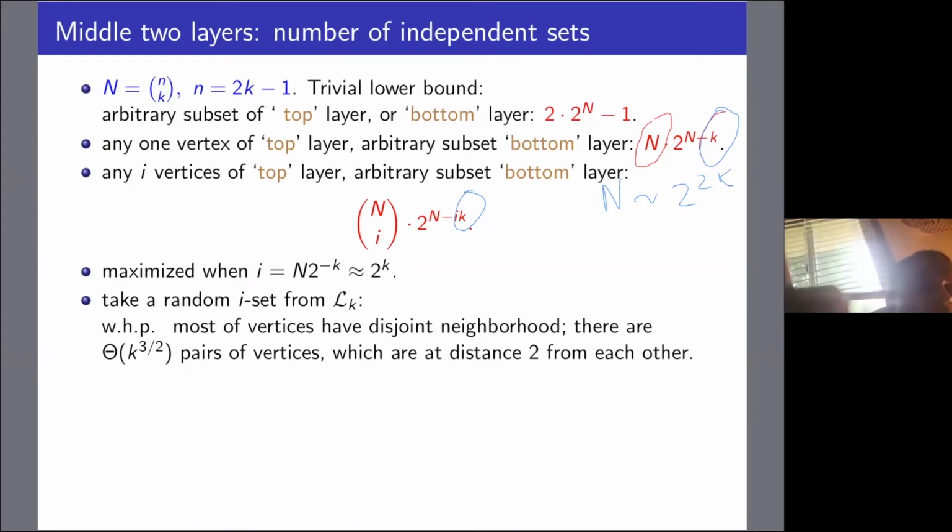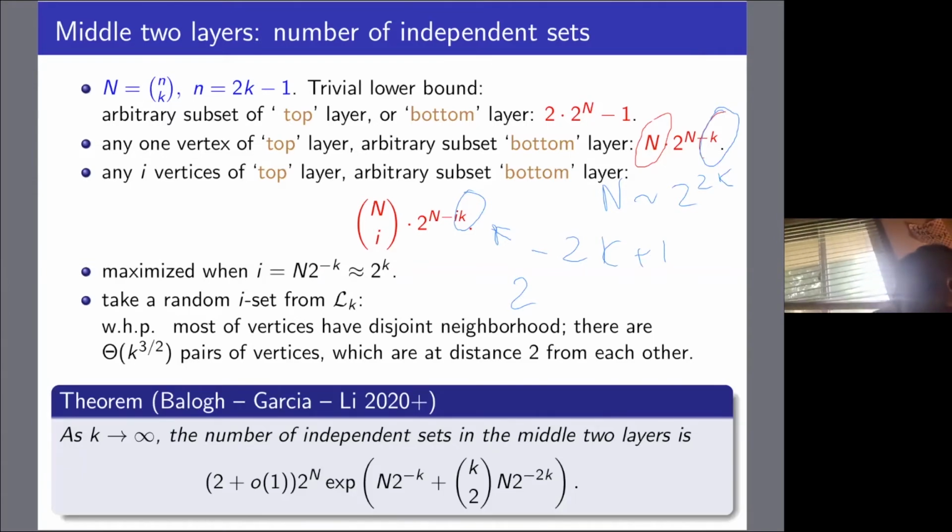And if we try to count it with a little bit more care, we will see that if we choose these 2 to the k many random vertices from one layer, then there are about k to the 3/2 pairs of vertices which are at distance 2 from each other. Why is it relevant? Because for a pair of vertices, instead of getting this minus 2k in the exponent, they have a common neighbor, so a +1 will show up in the exponent. But this seems to be like a lower order term.